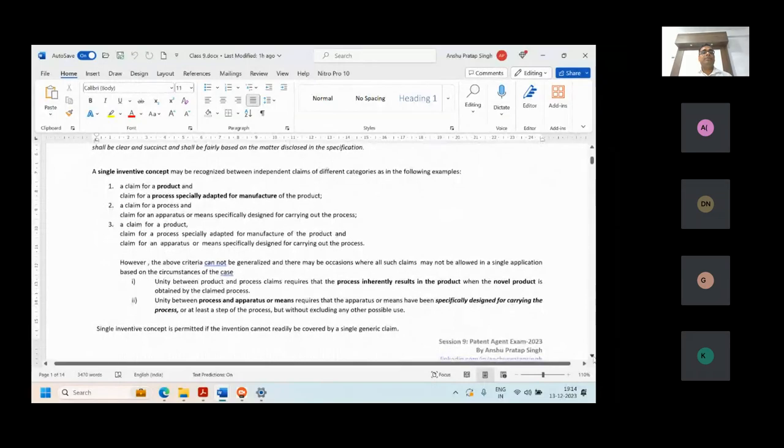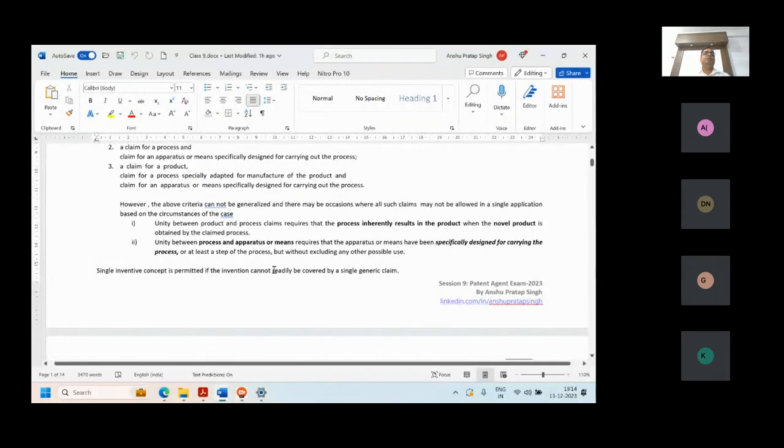A single application is allowed. The simple thing, what is most important, is we will see the utility between product and process. The claim requires that the process inherently results in the product, when the novel product is obtained by the claimed process. Then only there is a utility. That product is novel and it has been claimed, and it is obtained by the claimed process. Then only can you have both kinds of claims and it will be considered a single inventive concept. Then unity between process and apparatus or means requires that the apparatus or means is specially designed for carrying out the process, or at least one step, but without excluding any other possible use.